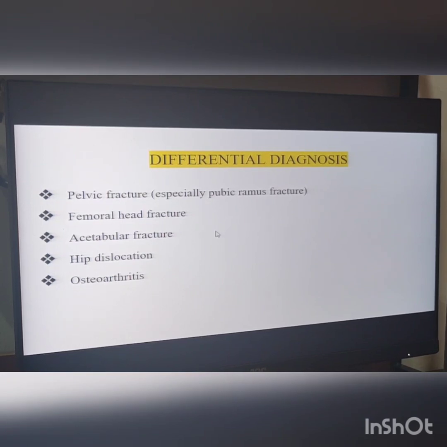For this neck of femur fracture case, the differential diagnoses are what I found in the journals and articles. The pelvic fracture, especially pubic ramus fracture. As I mentioned just now, sometimes doctors miss a pubic ramus fracture because they focus more on the neck or head of femur. And a femoral head fracture sometimes cannot be found with the X-ray itself. It needs a CT scan to find out.